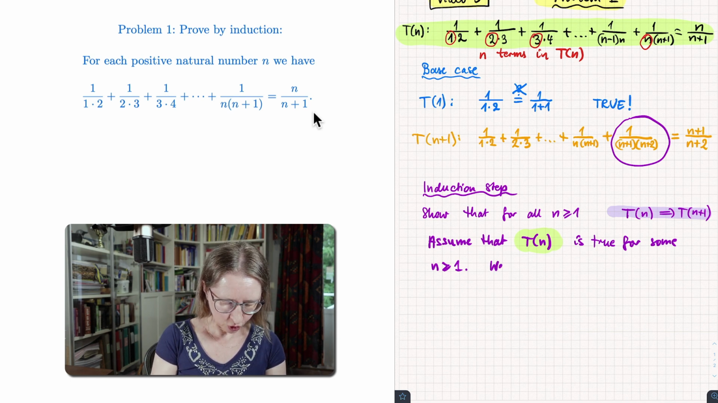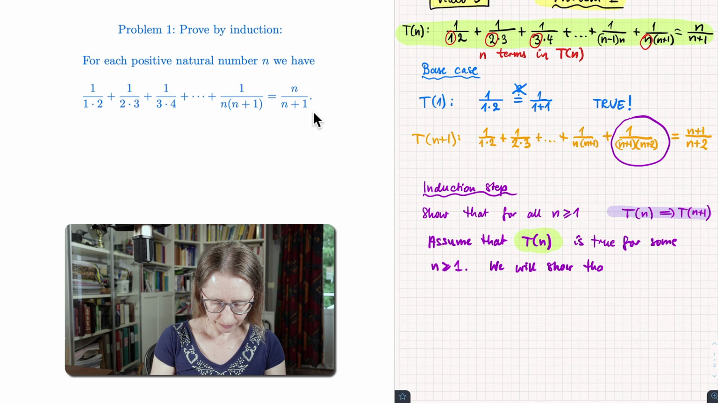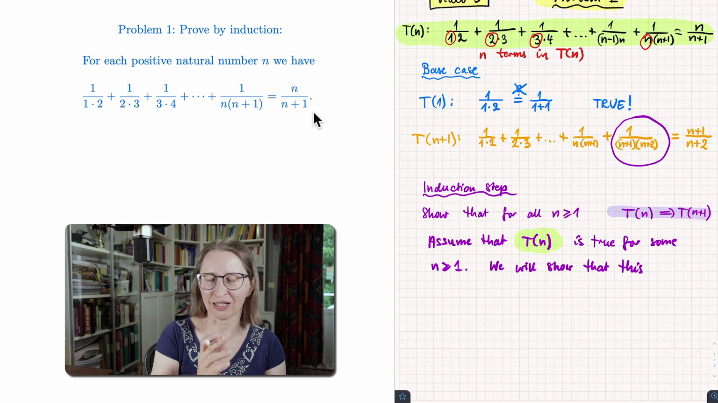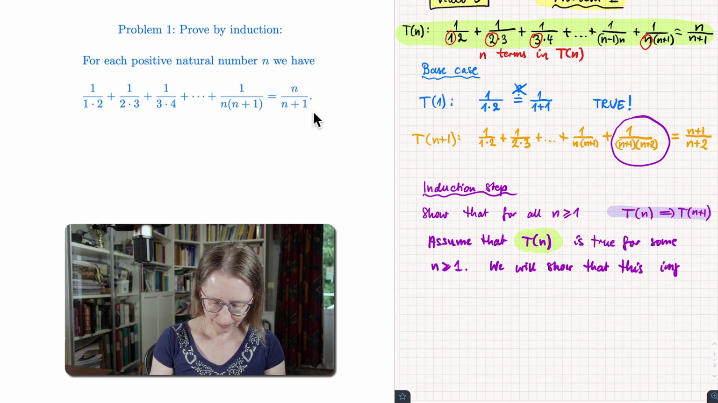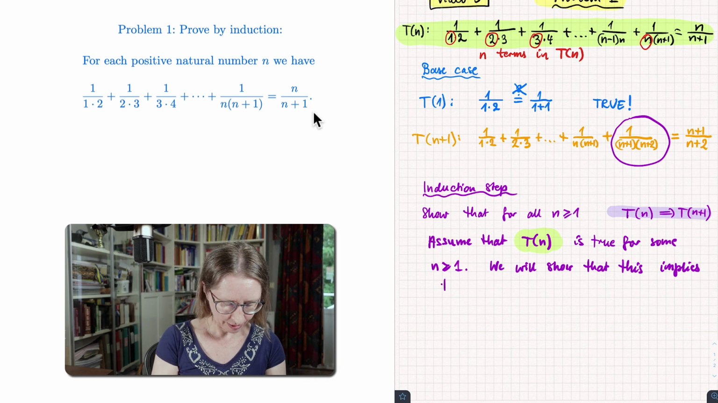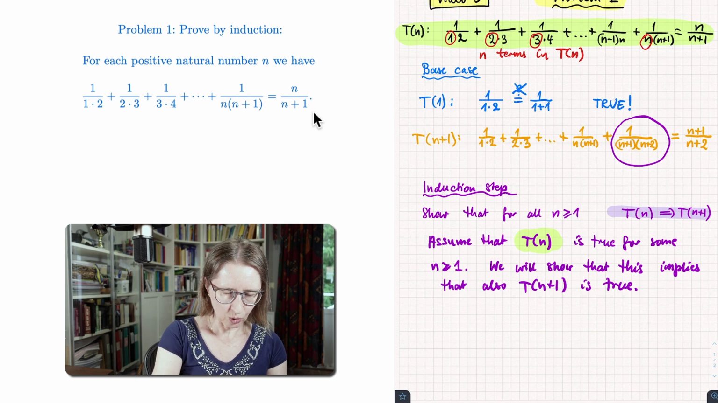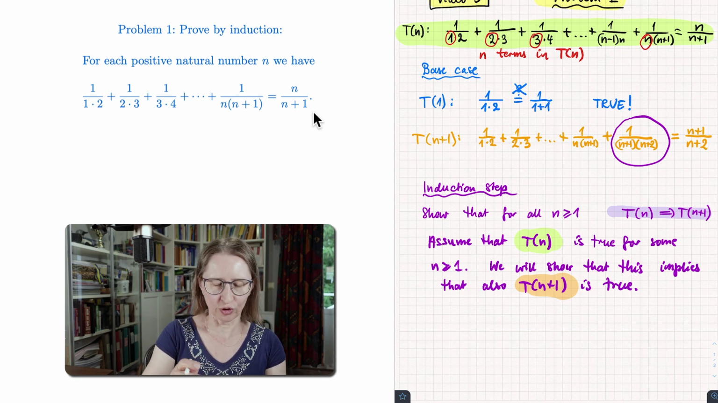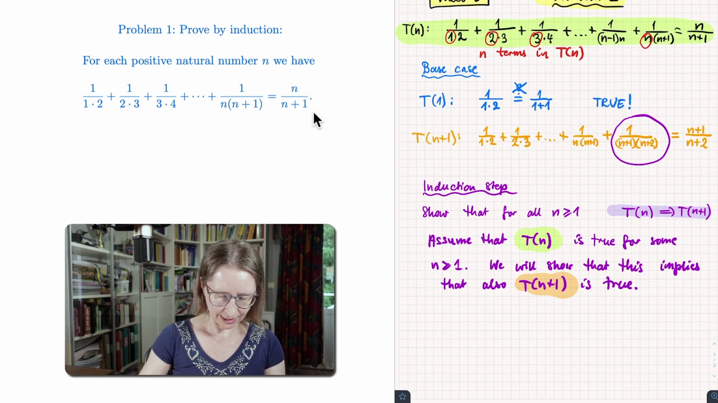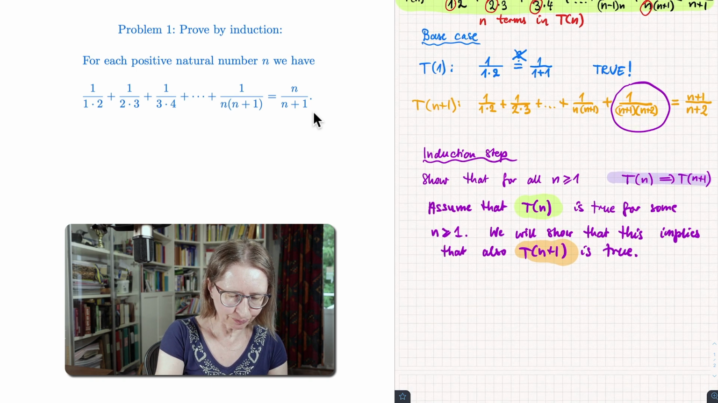Now we will show that the fact that T of n is true implies that also T of n plus 1 is true. And T of n plus 1 was this statement which I wrote in orange. So this is why I put the same color one more time.